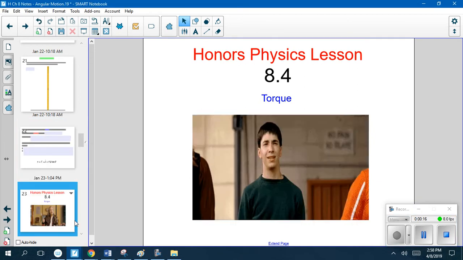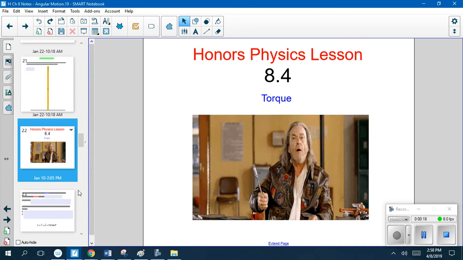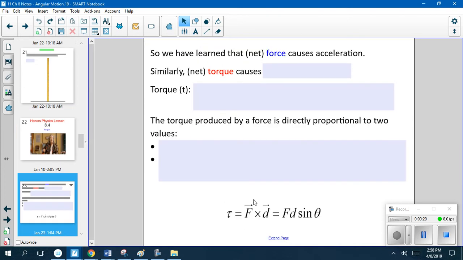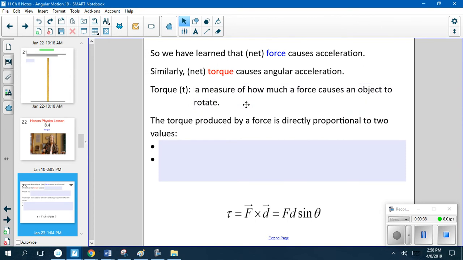Alright, so let's talk about torque. Previously we've already talked about force causing an acceleration, right? That's in the second law, where force equals mass times acceleration. Torque, or net torque, causes an angular acceleration. So this is our angular component for torque. Torque is a measure of how much force is going to cause an object to rotate.